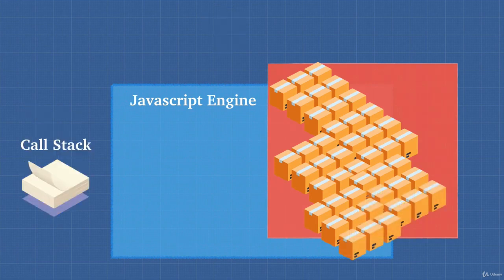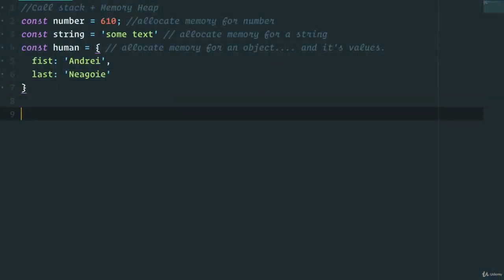But what about the next one? Call stack. How does that help us? Well, if we go back to our code, let's write some code here and we'll create something very simple. We'll have a function that will be called calculate.